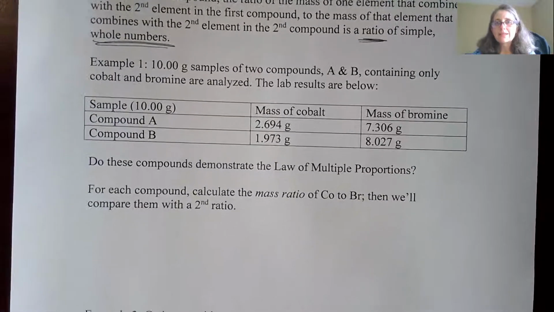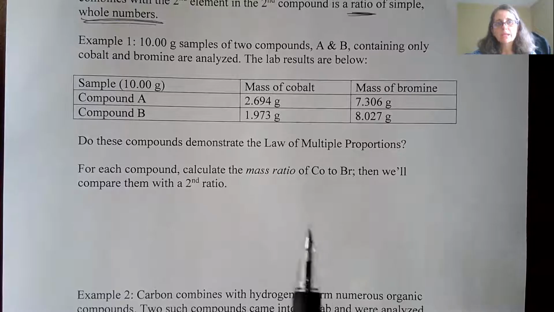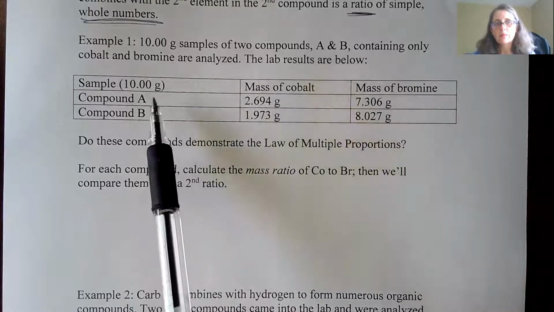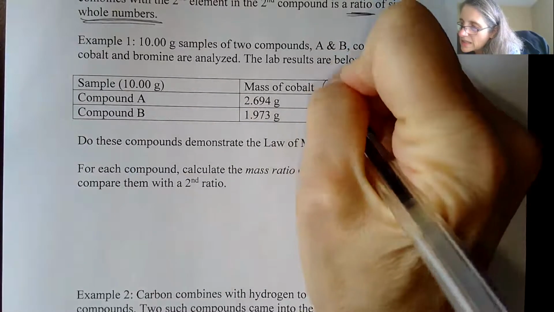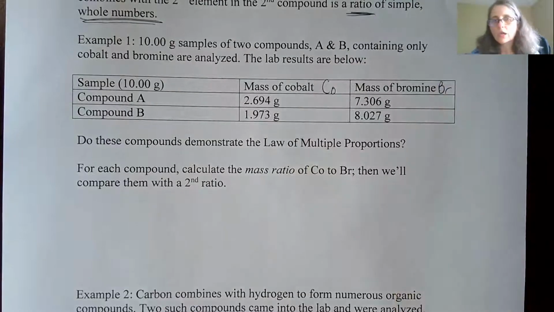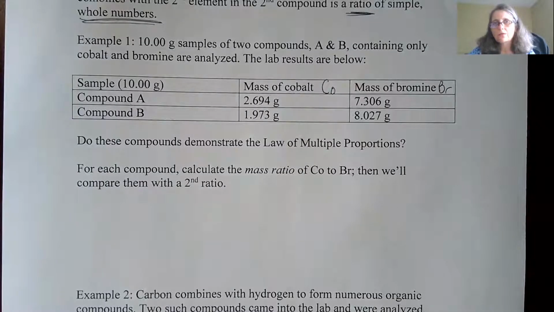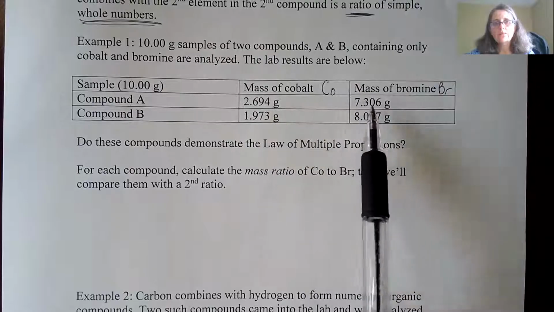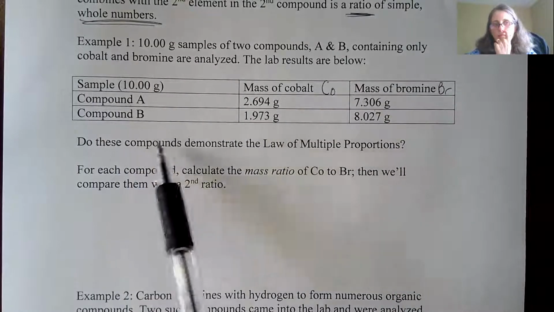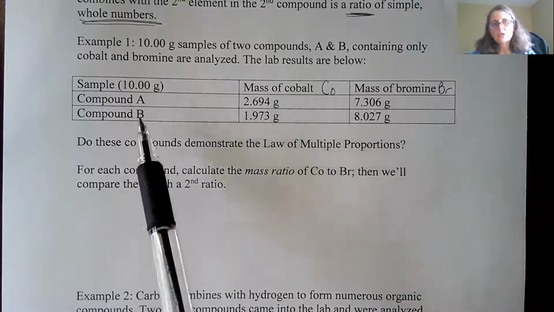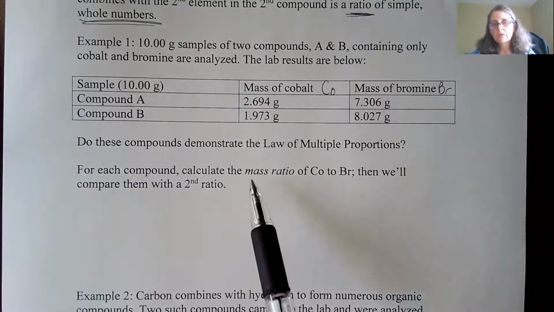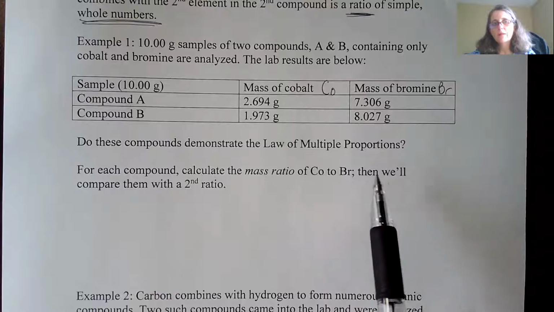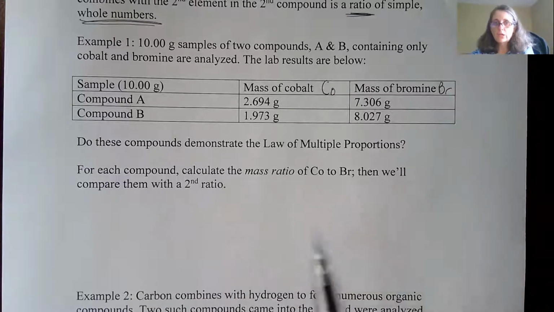So we are going to analyze some data to see how this works. We're going to take a 10-gram sample of two different compounds, compound A and compound B, containing only two things, cobalt and bromine. Cobalt is going to be Co, and bromine is going to be Br. You could write out cobalt and bromine, but this is just to save time. These are all in masses, and we want to know if it demonstrates the law of multiple proportions. Since these are two different compounds containing the same two elements, I can do this. I'm going to calculate what we call the mass ratio of cobalt to bromine, and then write another ratio. So there are two ratios you have to do.